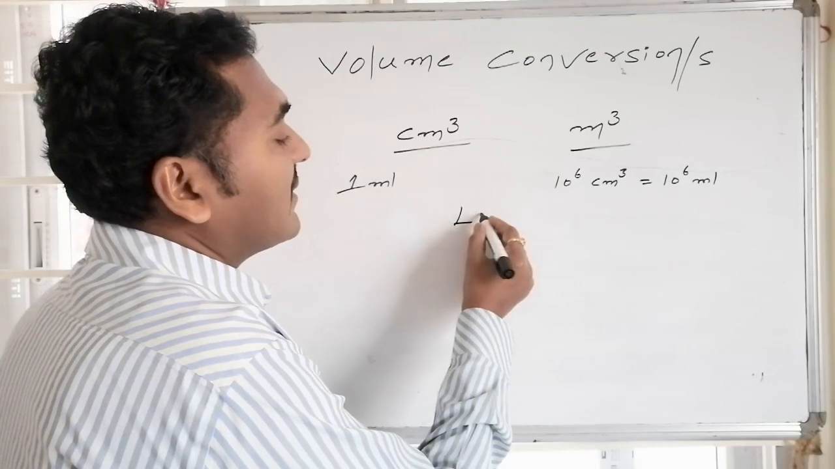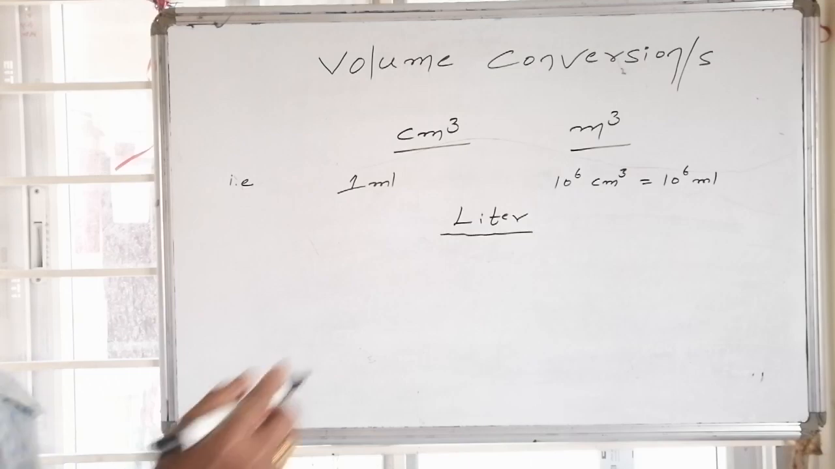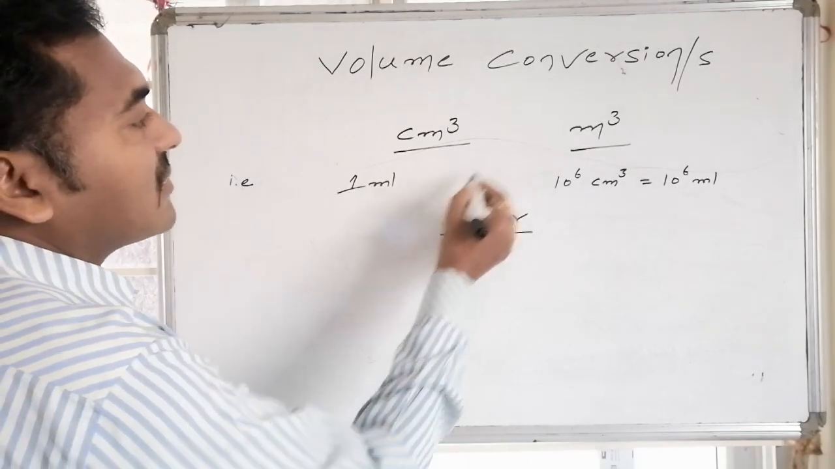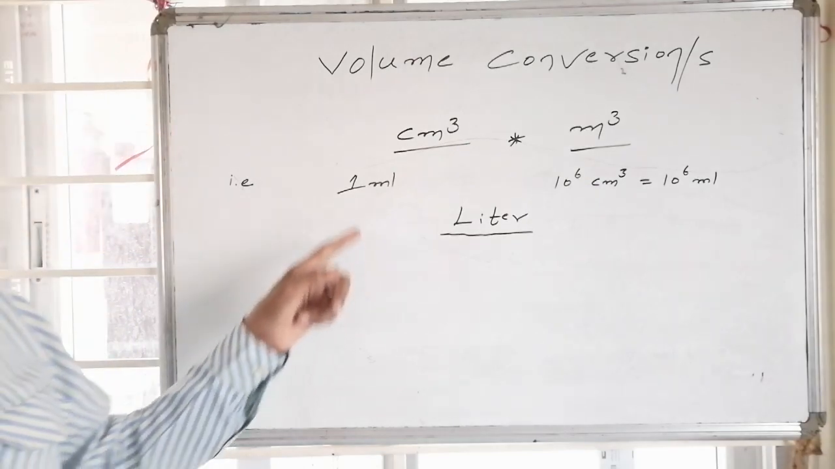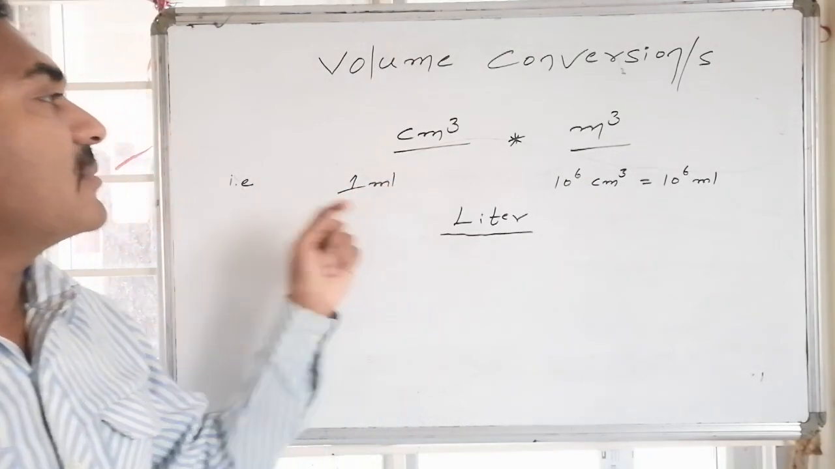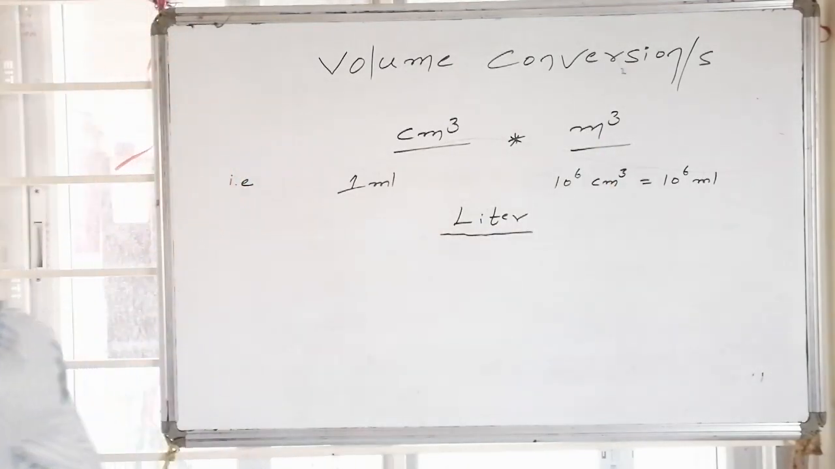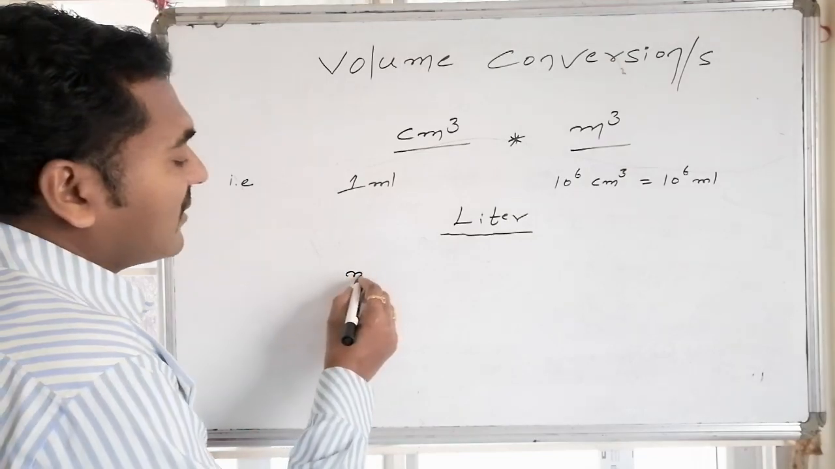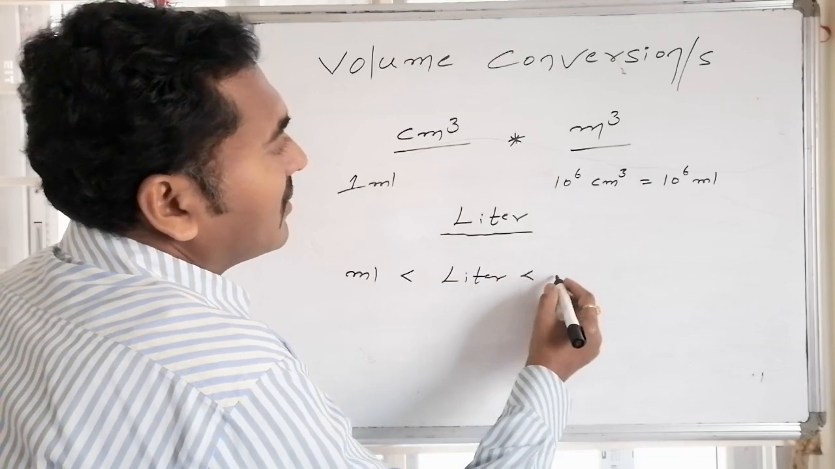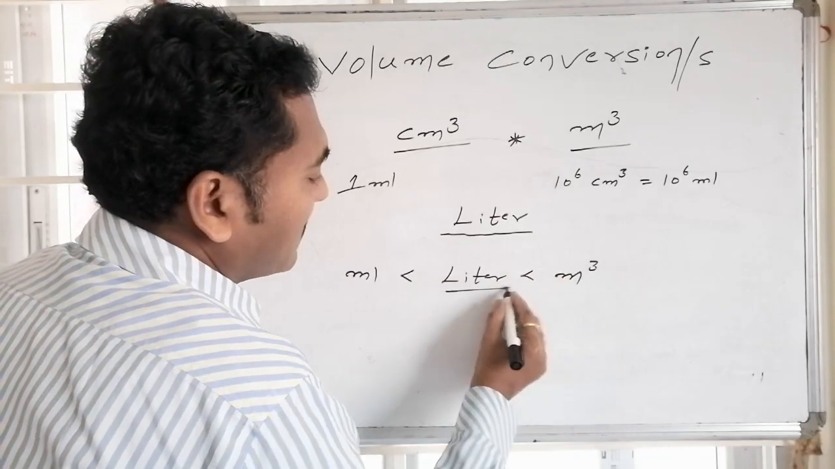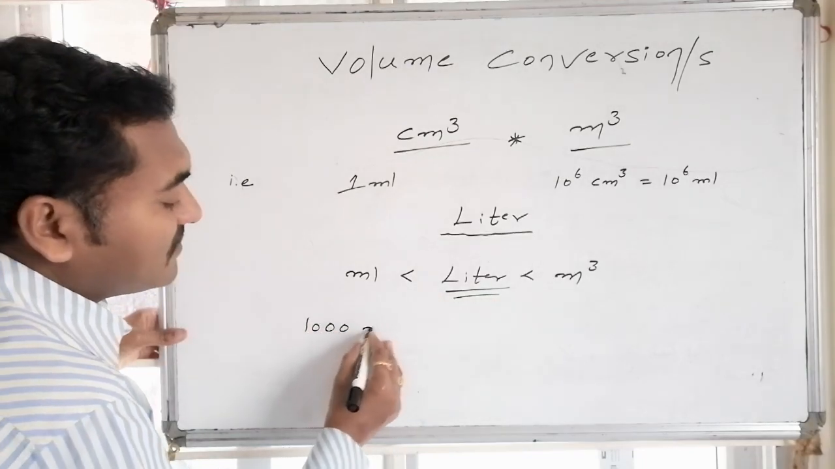There is another derived unit for the measurement of volume for our regular purposes, that is the liter. Liter is a derived unit of measurement for volume, but liter is greater than centimeter cube. Liter is greater than the regular CGS unit, centimeter cube, and smaller than the regular SI unit, meter cube. Compared to ml, liter is greater, whereas compared to meter cube, liter is smaller. This liter is equal to 1000 ml.